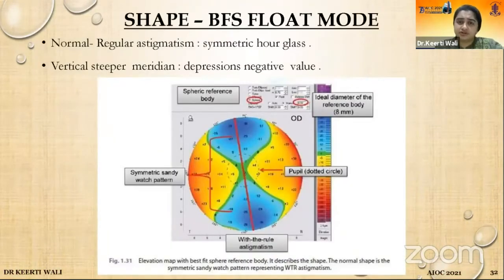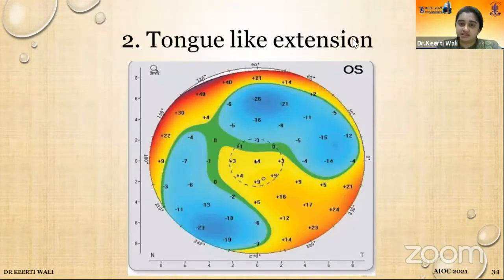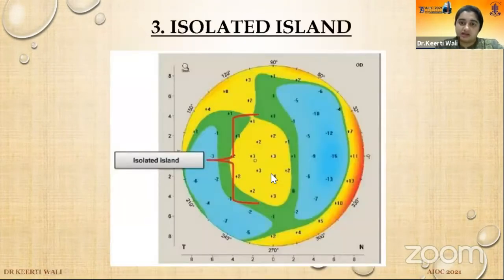So a normal shape on the BFS float mode is the regular astigmatism, which is a symmetric hourglass pattern. Some abnormal shapes include a skewed hourglass, a tongue-like extension, and an isolated island in the center.